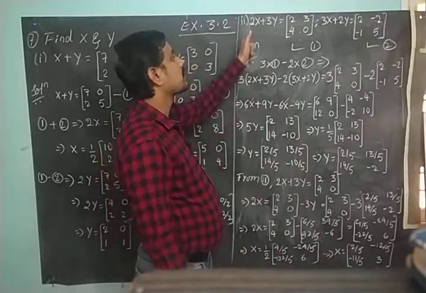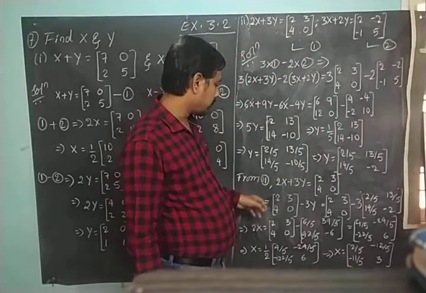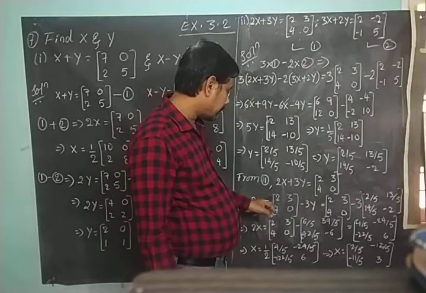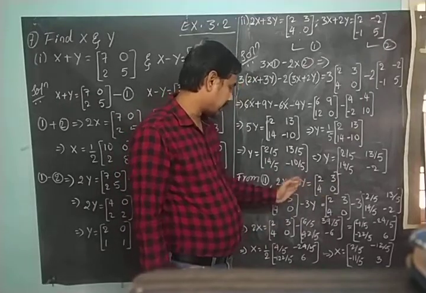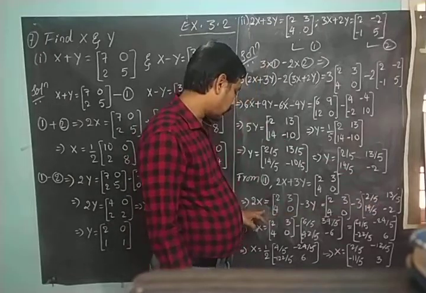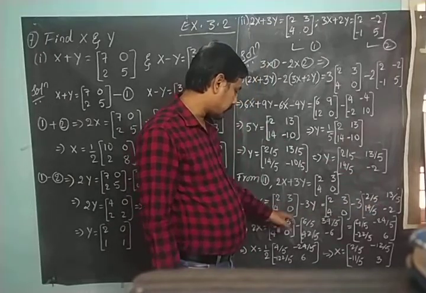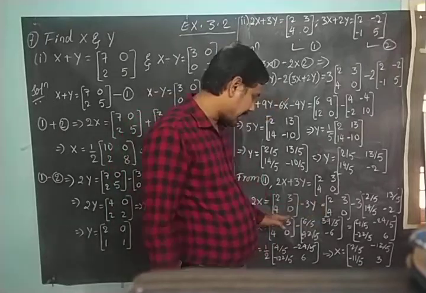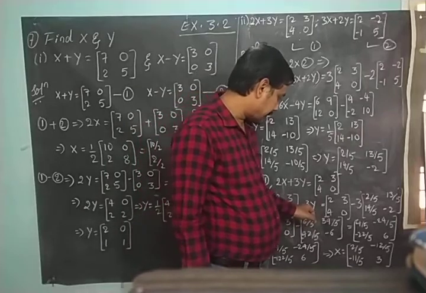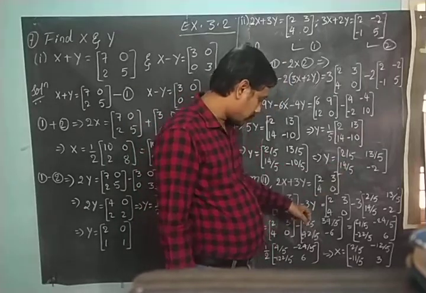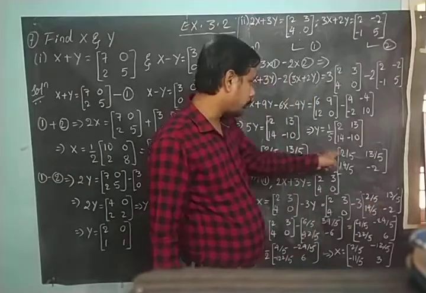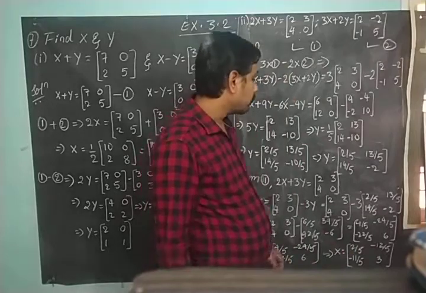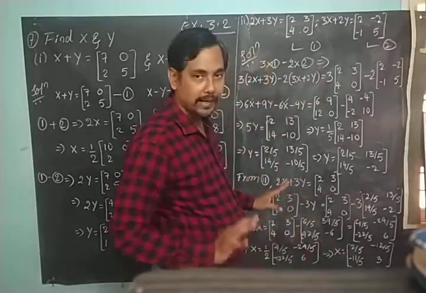So equation 1. What is equation 1? 2x plus 3y is equal to the given matrix 23403. Now what is 2x? It is 23403 minus 3y. Shift this 3y to the other side. What happens? 2x will be 23403 minus 3y. Okay. Now 23403 stays as it is, minus. We have the value for y, so substitute it here. Minus 3 into the value of y: 2 by 5, 13 by 5, 14 by 5, minus 2. That is the value of y. Okay. So we have substituted. We got both the matrices here.